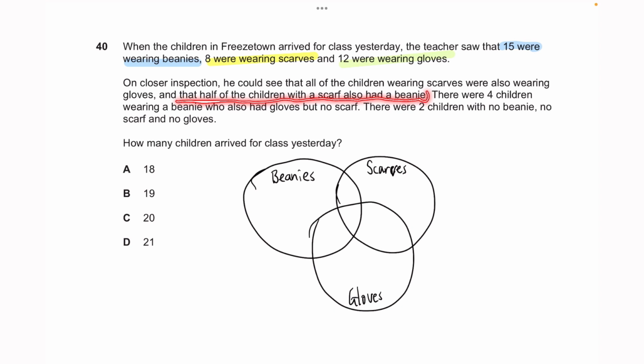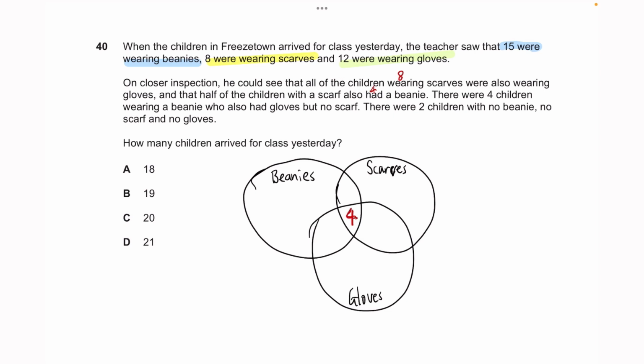So let's just work through this first sentence, okay? All children wearing scarves, and we know that was 8 children. Those 8 children wearing scarves were also wearing gloves, and we know that 12 were wearing gloves. And half of the children with a scarf also had a beanie. That's 4. So that's telling us that 4 altogether were wearing beanies and scarves and gloves, okay?